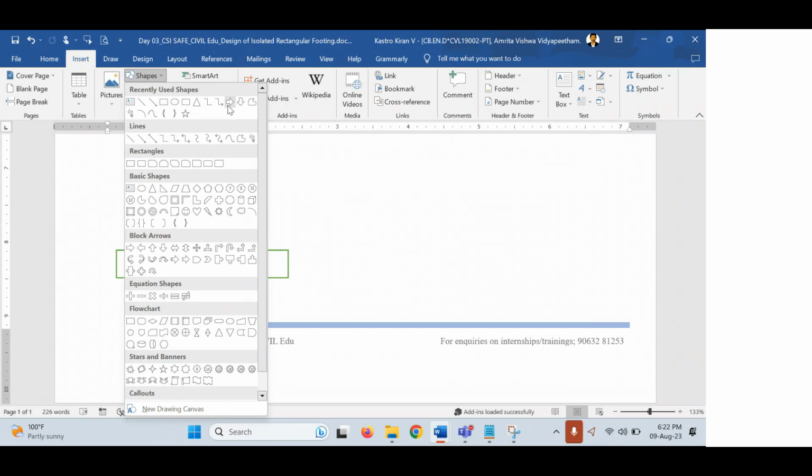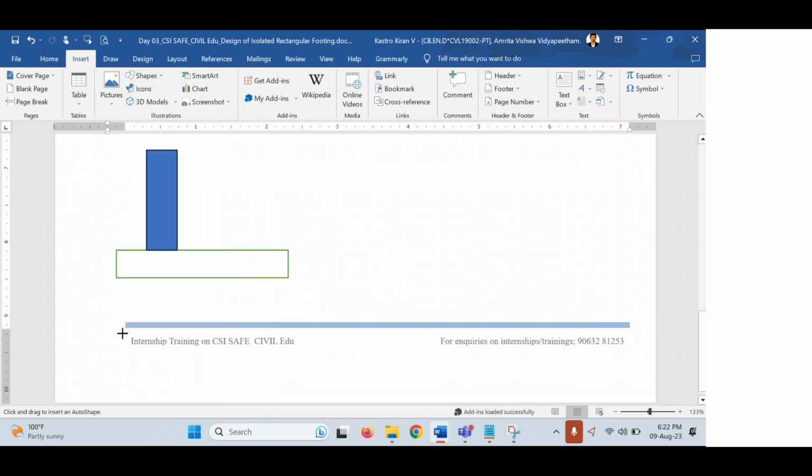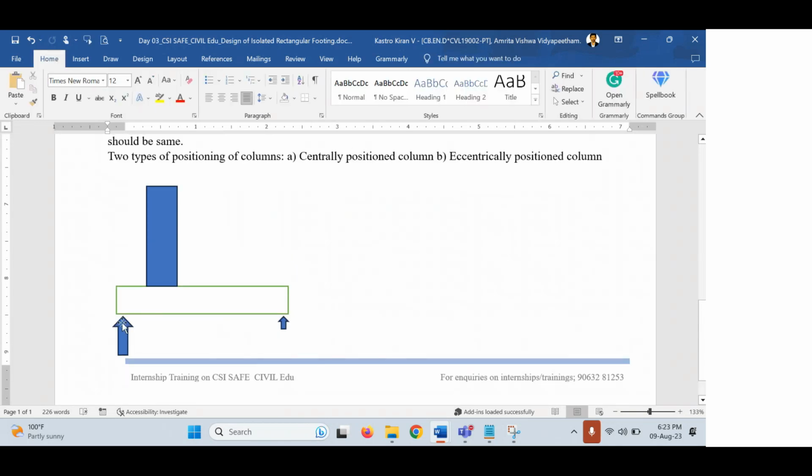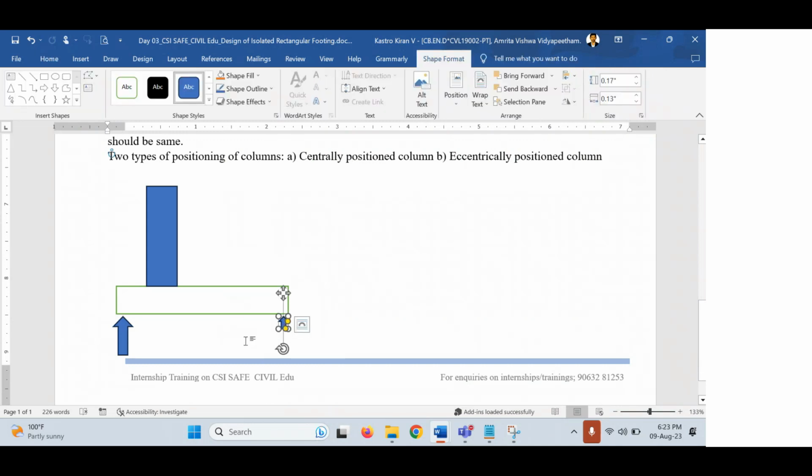Let me show you that. Here you will get more load because the column load gets distributed in that way, but when you move to the other end, the intensity of load will get reduced. So more load is falling on one side of the foundation slab, and less load is coming onto the right side.